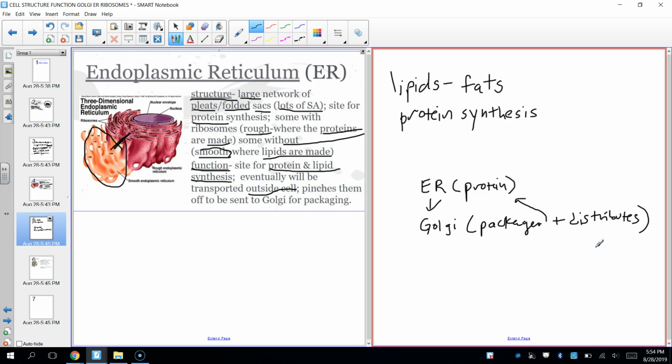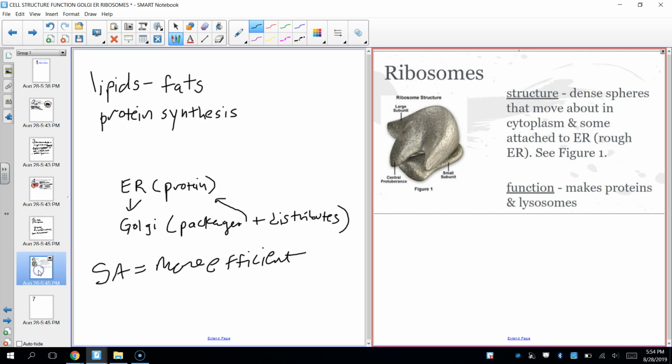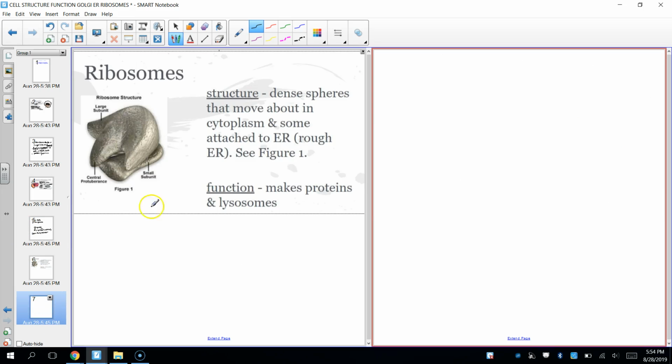And again, I'm going to reiterate the whole surface area thing. Remember, we put SA for surface area. That makes it more efficient. Because if it just had one little sac, it could only make that much protein. But since it has many sacs piled upon each other in a very condensed fashion, it makes it super duper efficient. Okay? The last one we're going to talk about are ribosomes.